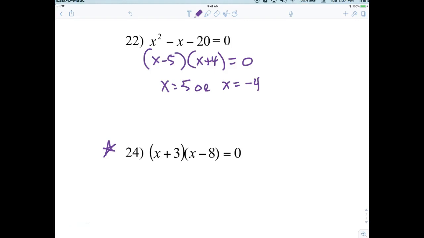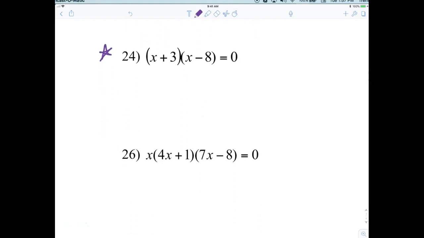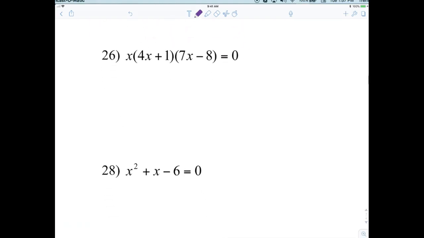Now, the nice thing about number 24 is it's already what? It's already solved. I shouldn't say solved, but factored. So my answer is x equals negative 3 or x equals 8. Okay. All right. Next, I have my solutions for 26.